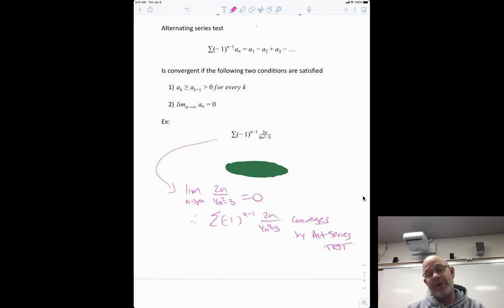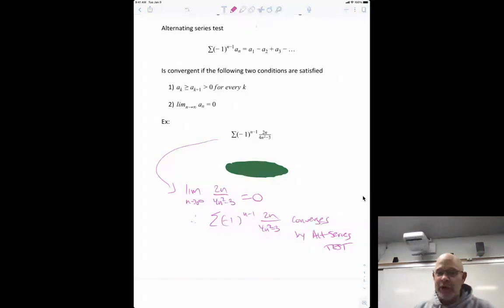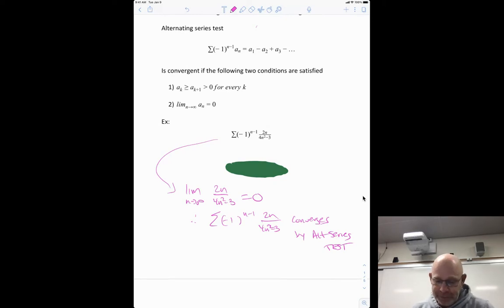The idea is, by the way, remember, this would not have converged without those (-1)^(n-1) terms. We would have had a test of the fact that they're both getting smaller, but one positive, one negative is pushing it towards its sum faster than it would have without the negative terms.